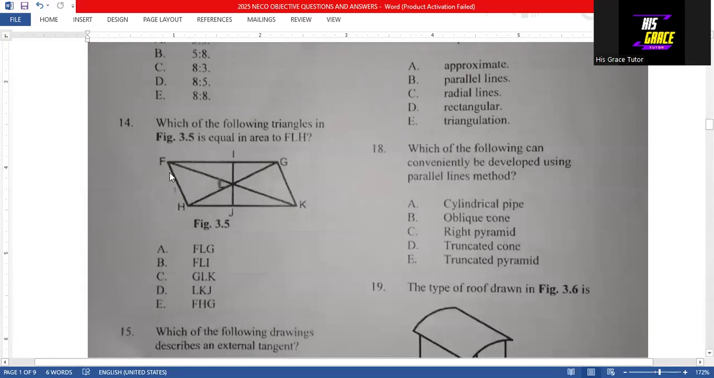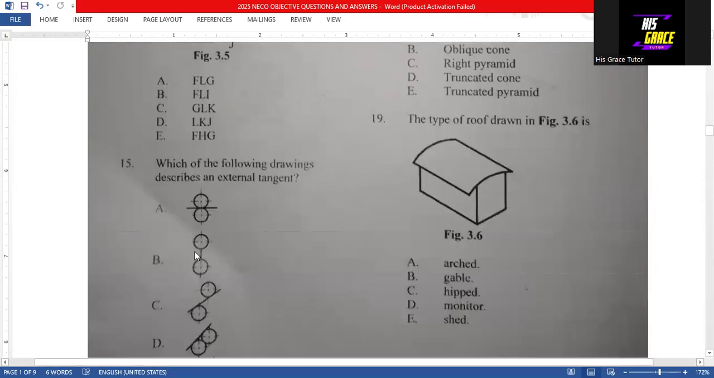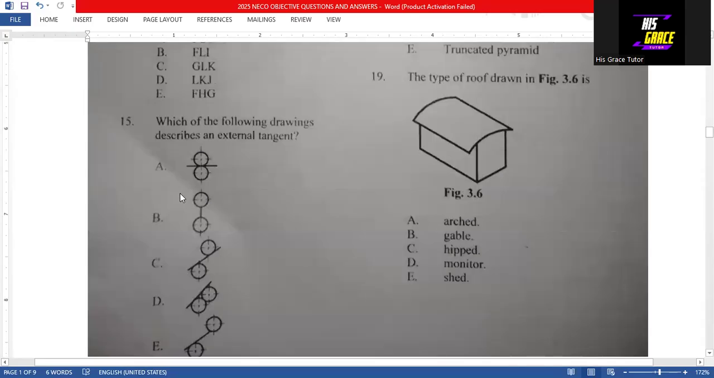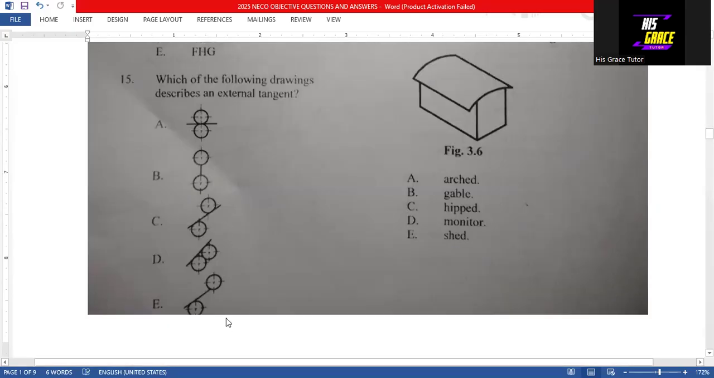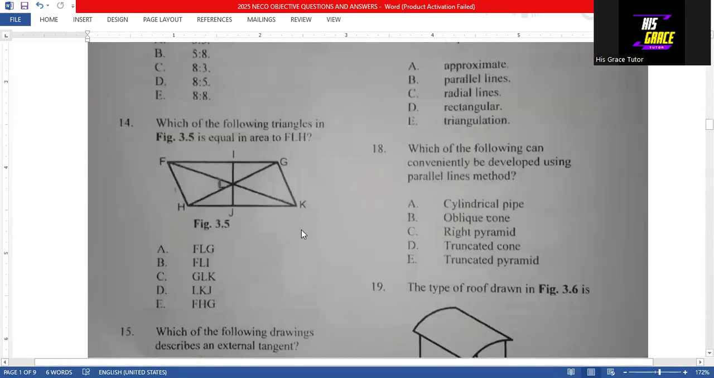Then question 14. Which of the following triangles in figure 3.5 is equal in area to FLH? So the answer is FLG. Option A is the answer to question 14. Then go to question 15. It says, which of the following drawings describes an external tangent? Looking at the various options given to us here, the external tangent is option D. That is the answer to question 15.